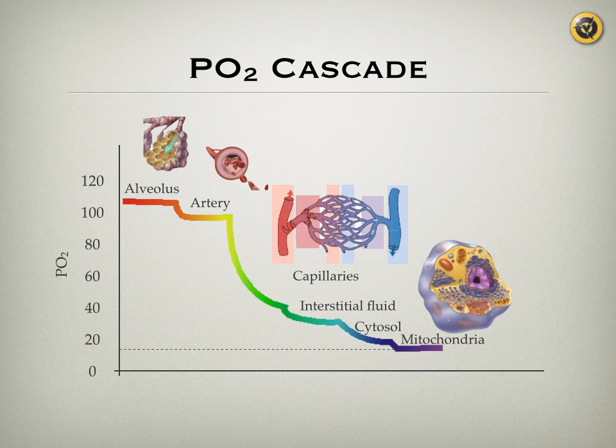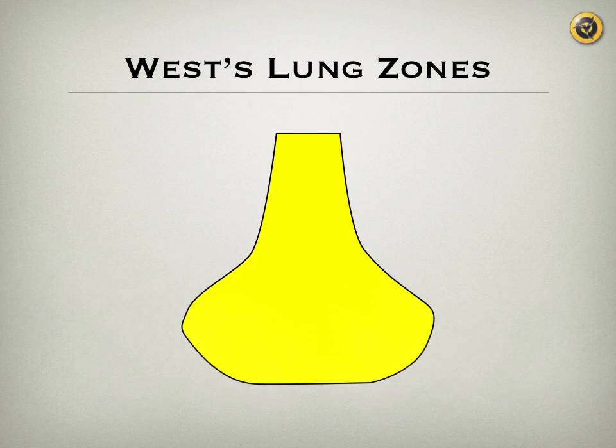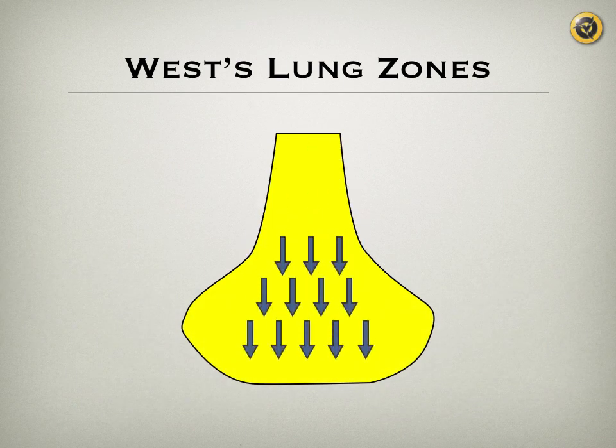So big changes upstream can be reflected very severely downstream as well. Here is a dreaded concept, West lung zones. I'm going to try to simplify it as much as I can for the purpose of this lecture. And it's actually not very difficult to understand as long as you remove the extra padding of the concepts.